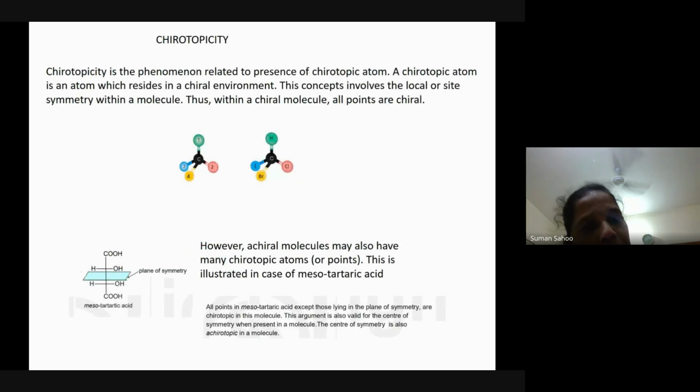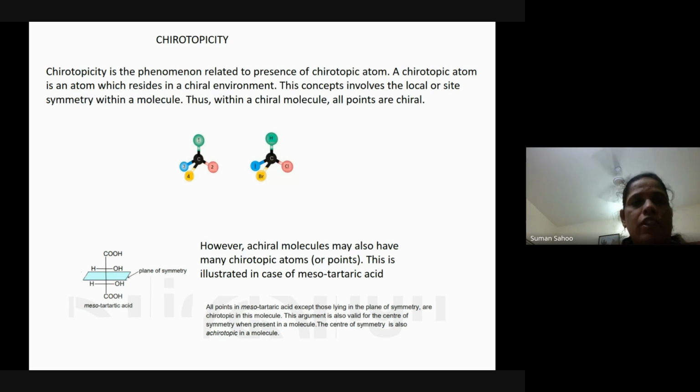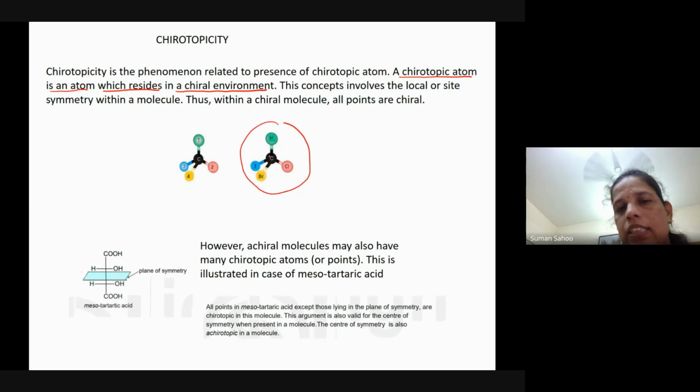So what is chirotopicity? Chirotopicity is the phenomenon related to the presence of a chirotopic atom. What is a chirotopic atom? A chirotopic atom is an atom which resides in a chiral environment. If that atom is residing in a chiral environment, then that is known as chirotopic. Suppose you consider this molecule. In this case, this is a chiral carbon. So all these points are chiral points, so these are chirotopic.